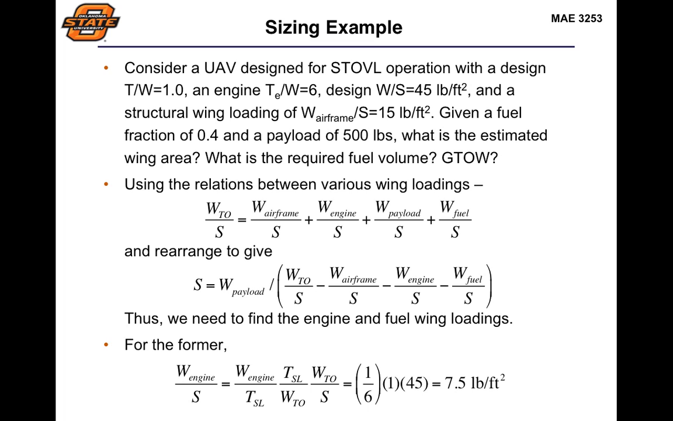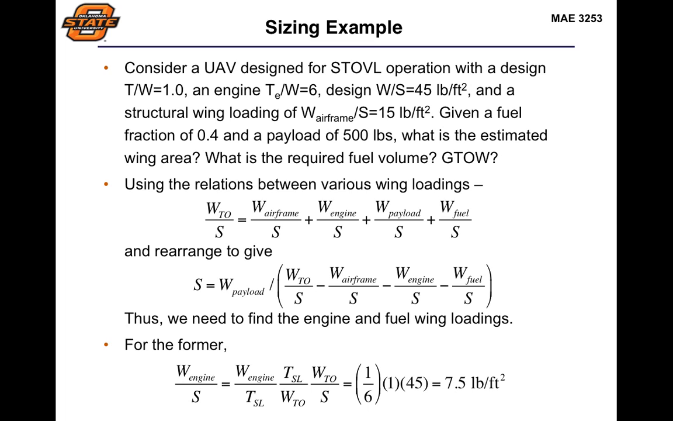Now we're also given a payload of 500 pounds, and notice this is the first time a fixed number comes in for a given weight. Everything else is an estimate based upon a ratio of one of our design parameters. So using all these parameters, we want to estimate the wing area of the aircraft. Now you can mix and match these things, right?